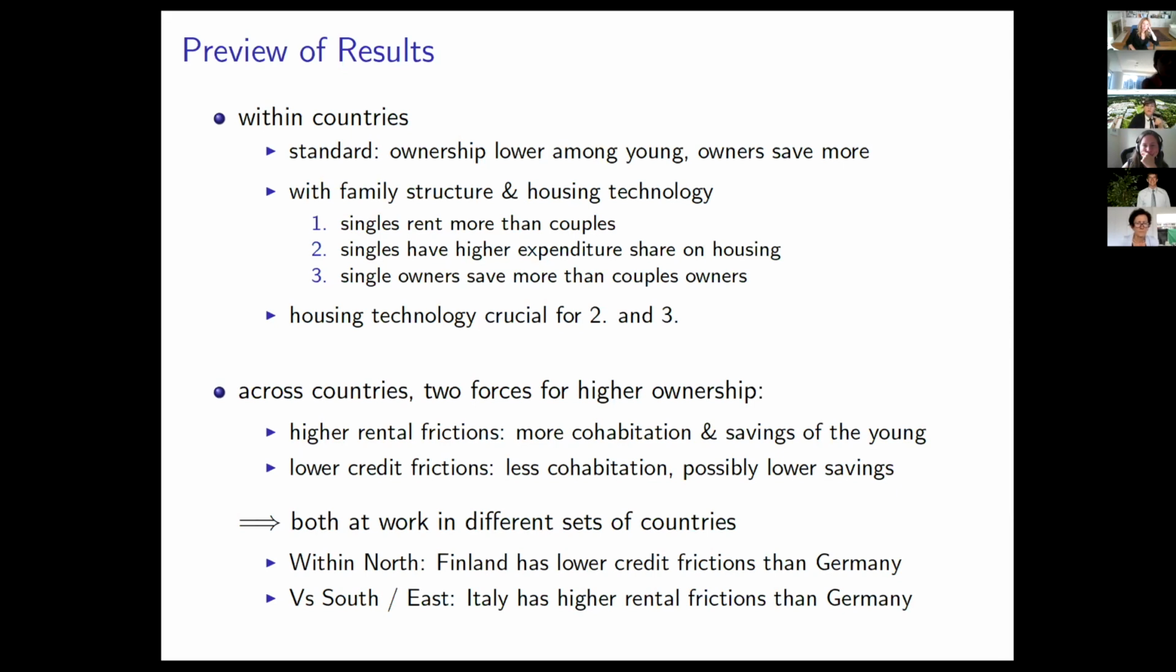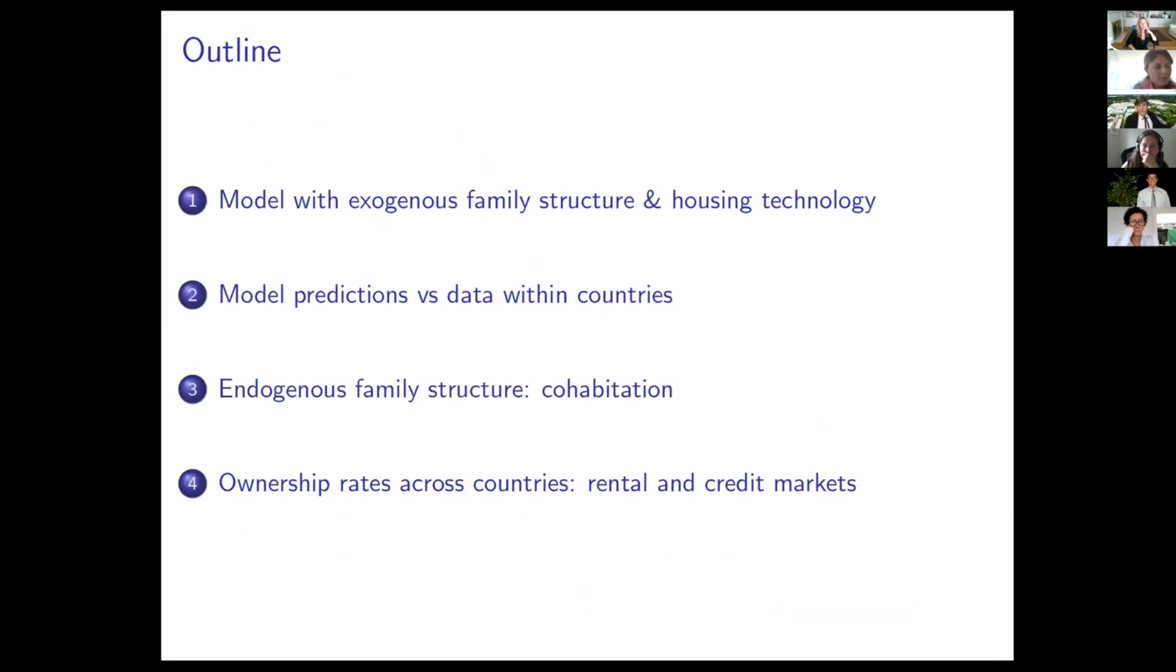We're going to argue that both of these forces are at play in different sets of countries. And put simply, we're going to say within Northern Europe, differences in ownership rates are driven by credit frictions, but within the South, they're driven by rental frictions. So for example, we're going to argue that Finland has higher home ownership than Germany because access to credit is easier in Finland. But we're going to say Italy has higher ownership than Germany because it has higher frictions in rental markets.